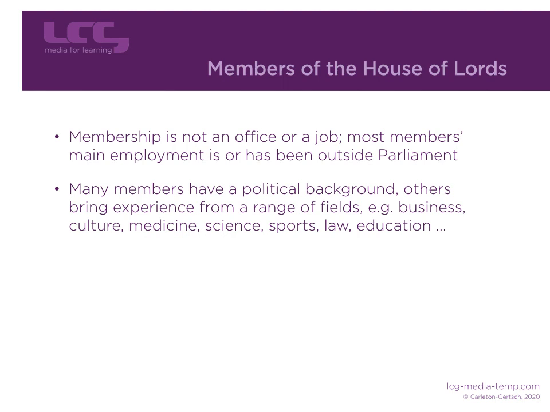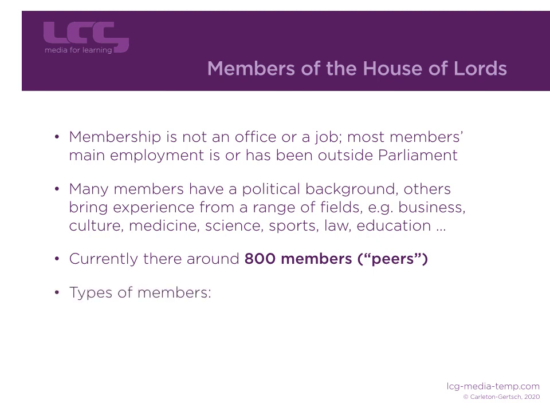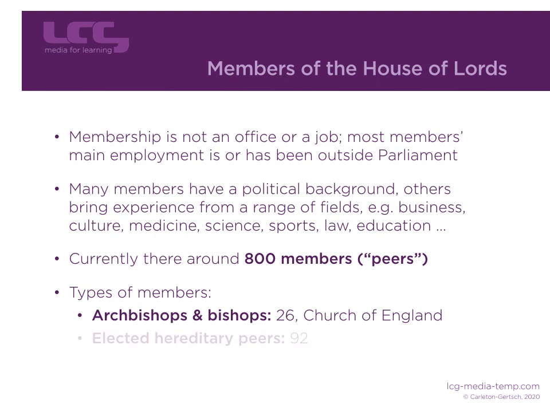Now, interestingly, unlike the House of Commons, the number of seats in the House of Lords isn't fixed. There's no upper limit on the number of members. So currently there are around 800 members, or peers as they're known. And the members are made up as follows. There are 26 members of senior clergy from the Church of England, the established church in the UK. So these are archbishops and bishops. We have 92 elected hereditary peers. But the majority of the members, around 700 of them, are life peers. So they're people who've been elevated to the peerage through something they've done through their life work.